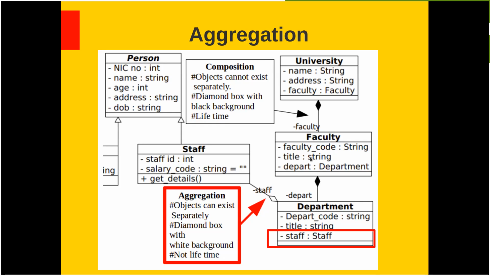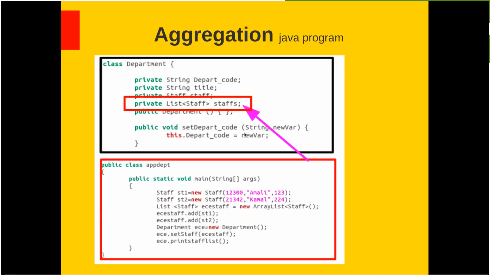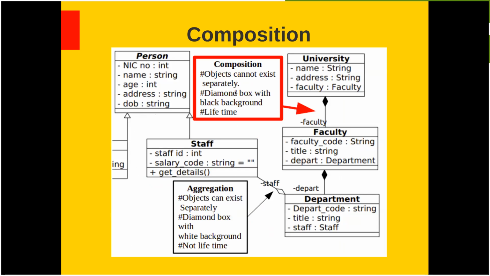This is another relationship. Aggregation, how we create it in the Java program here. This is the staff class we include in the department as a list. Composition. These are composition relationships.